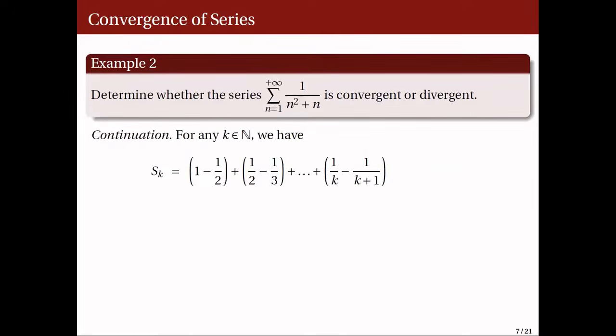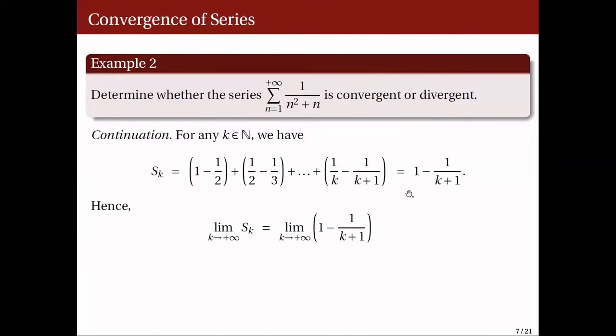In general, S sub k is equal to 1 minus 1 half plus 1 half minus 1 third plus and so on up to 1 over k minus 1 over k plus 1, and cancelling out the additive inverses, we get 1 minus 1 over the quantity k plus 1.